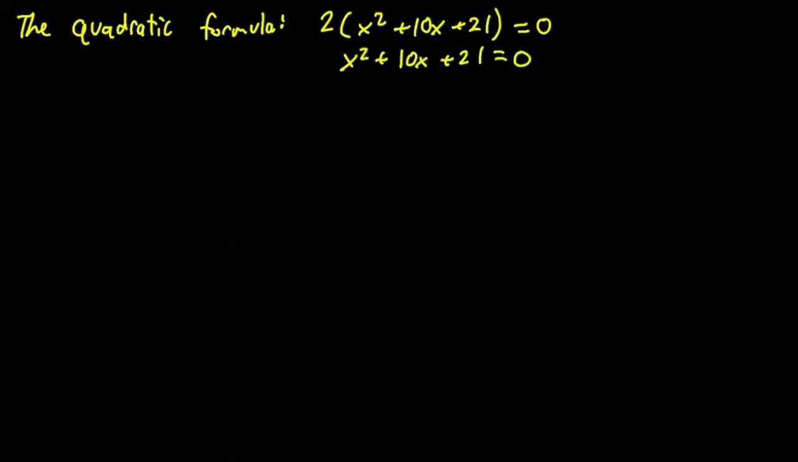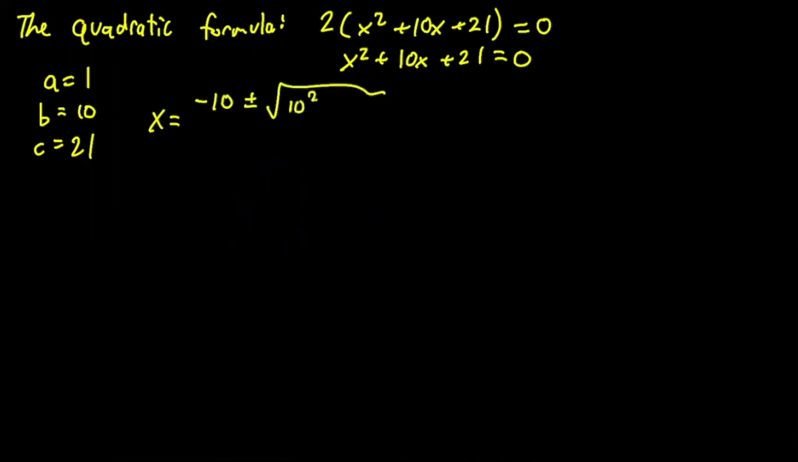And then we can go ahead and identify our a, b, and c values. a is 1, b is 10, c is 21. And then plug those into our quadratic formula. So x equals -b plus or minus the square root of b² minus 4 times a times c, all over 2 times a. Okay, so what we'll do next is simplify.